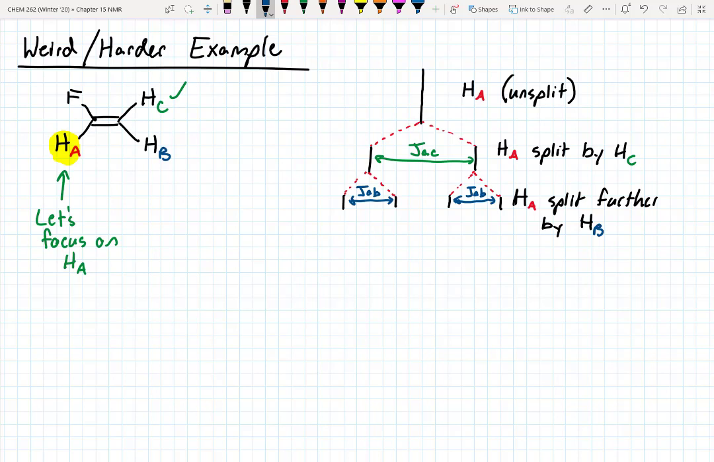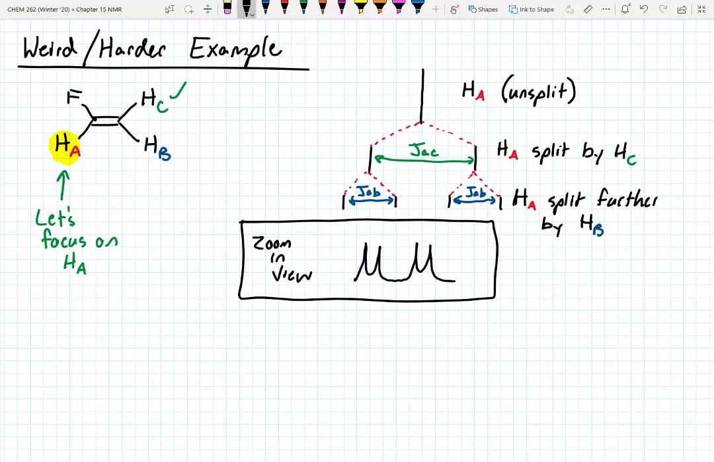All right, so now let's imagine this, right? The splitting is now all of a sudden kind of funky. Let's do a zoom in view. So rather than getting a triplet, it looks like we're going to get something that looks kind of like this, and then over here we're going to get something that looks kind of like that. That's not the greatest drawing, let me fix that. All right, so this clearly isn't a triplet. Does anybody know what this might be called? It's called a doublet of doublets.